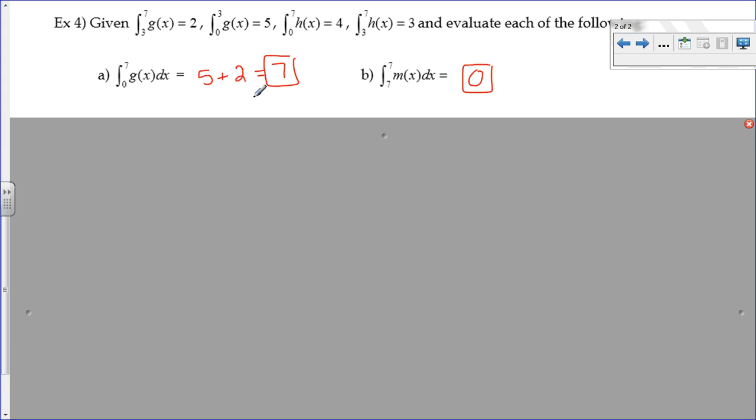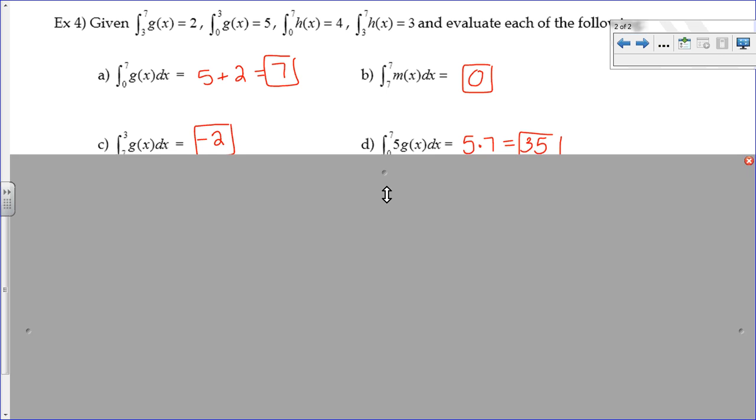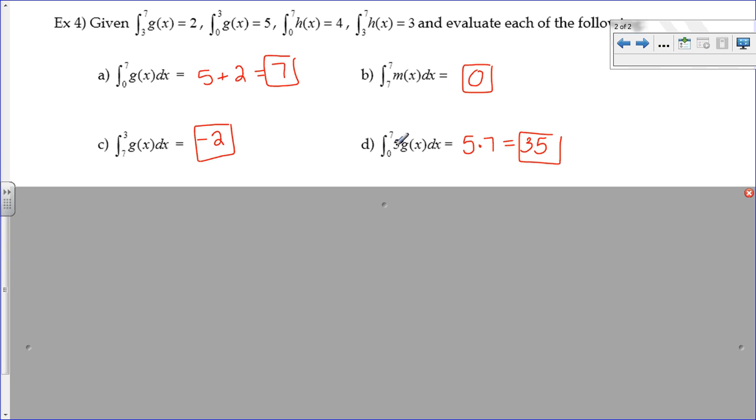All right, so welcome back. I'm going to do this as quickly as I can here. Part B, integral from 7 to 7 of m. No, that wasn't a typo. I was just trying to show you it doesn't matter what's here. 7 to 7, going to be 0. D, 5 times g from 0 to 7. Pull the 5 out front. It is 5 times the integral. So 5 times 7, 35.